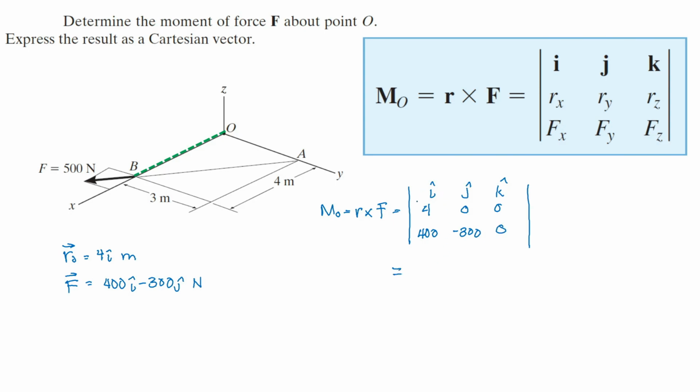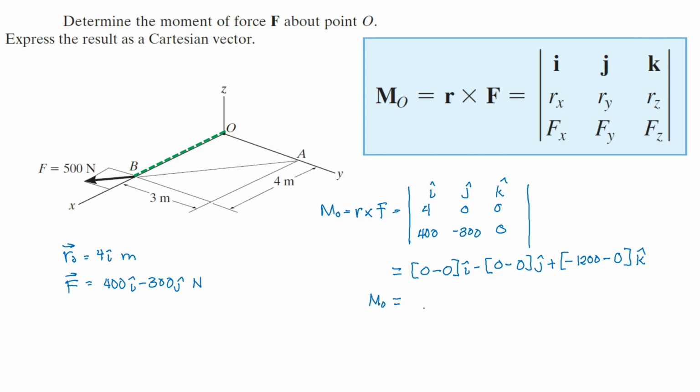We will cover the i first. So 0 times 0 is 0, and 0 times negative 300 is 0, so that is 0 i hat. Minus, we will cover this. So 4 times 0 is 0, and 0 times 400 is minus 0, so that is j hat. Plus, we'll cover the k, so that is 4 times negative 300, which is negative 1,200, minus 0 times 400, which is 0, and that is k hat.